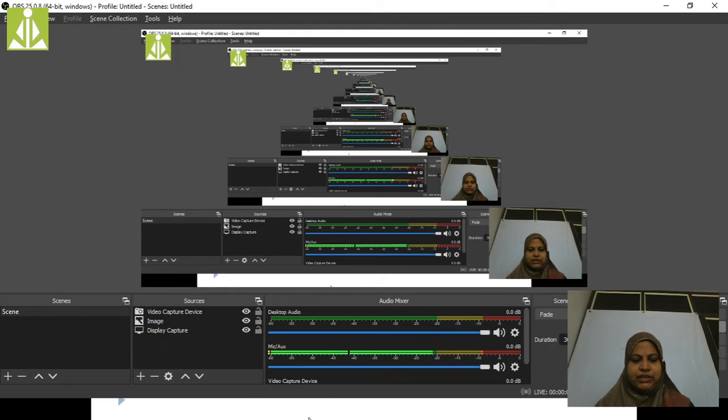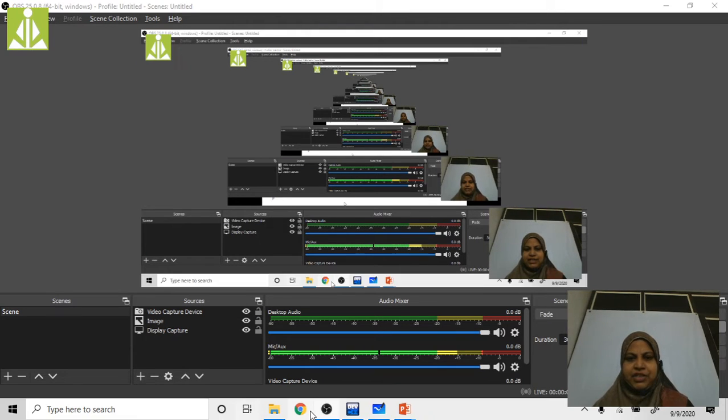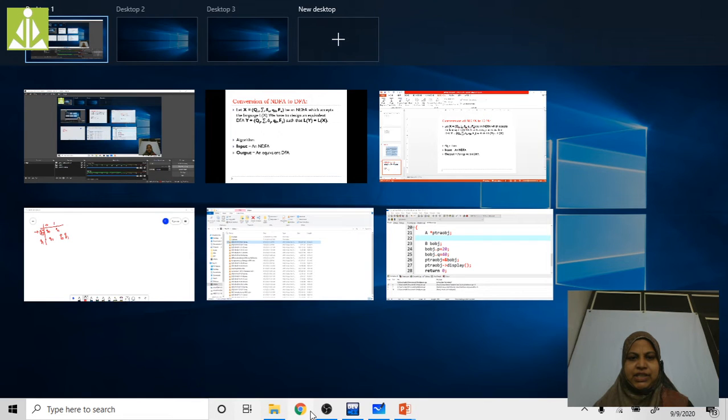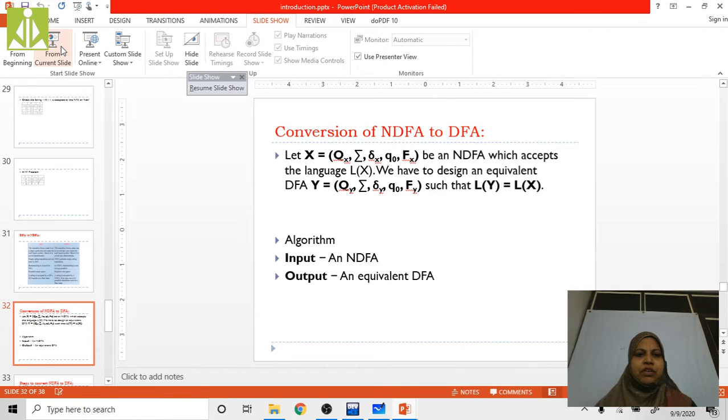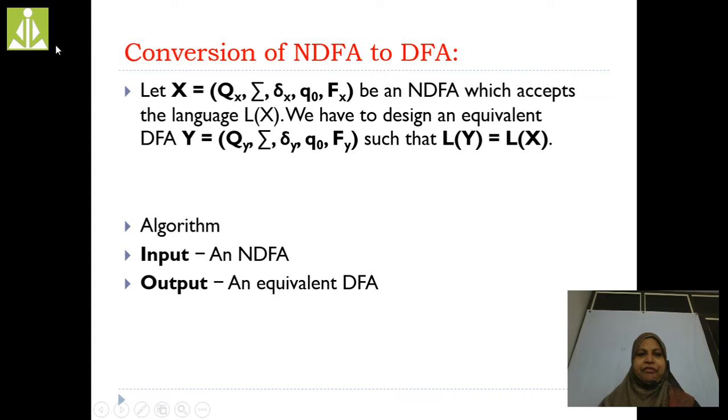Good afternoon, students. In today's session, we are going to discuss conversion of NDFA to DFA. In yesterday's session, we discussed how a particular string is accepted by an NDFA, a non-deterministic finite automaton.